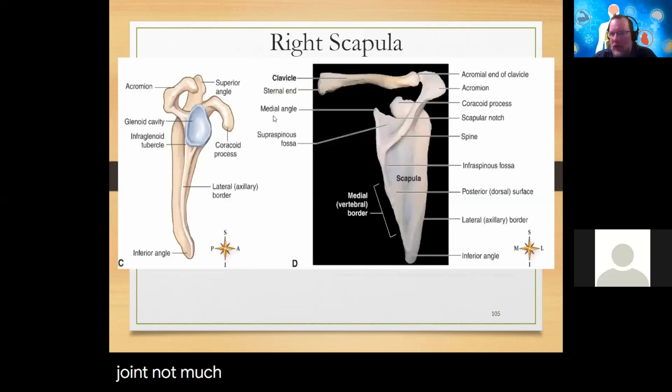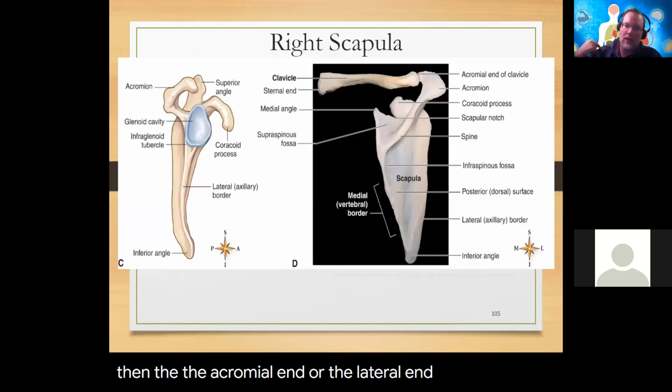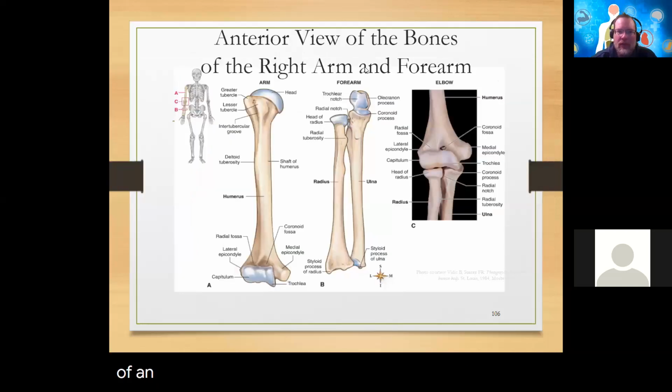Not much to talk about with the clavicle. You've got the sternal end toward the sternum, forming the SC joint, and then the acromial end or the lateral end coming out here. So you have the medial portion, the lateral portion, then there's a middle portion of the clavicle right here. Kind of an S-shaped bone. It's flat, not a lot to it.